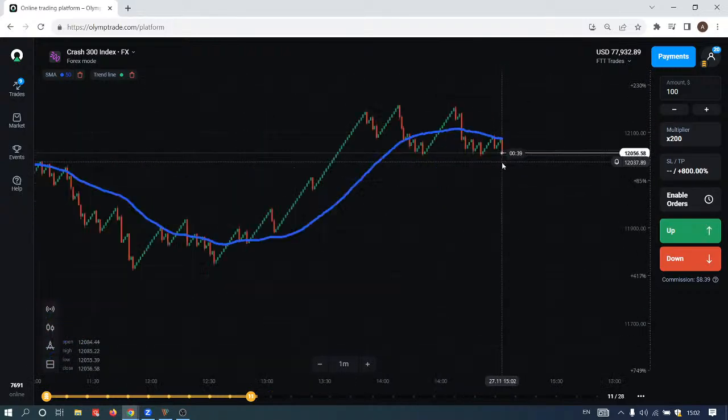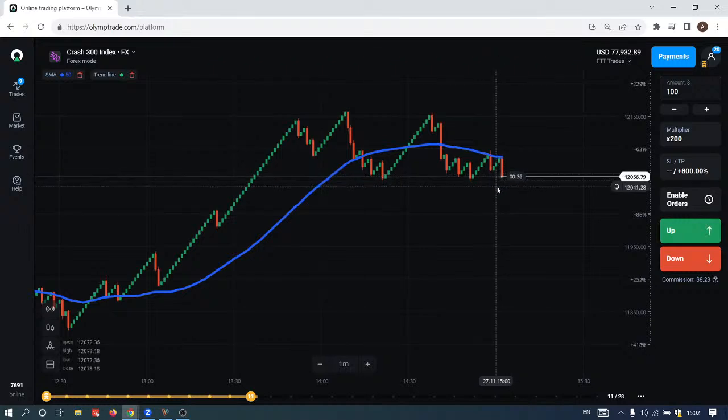So this asset, in my opinion, basically takes the best from Forex trading mode and the best from FTT trading mode, like the combination of these two things in between. So basically it takes the best from the two modes of trading.